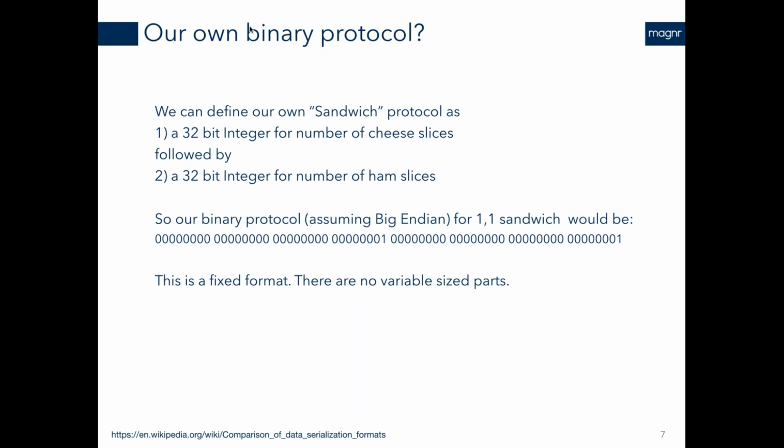Now this protocol is a fixed format protocol, so there is no variation of the size of the objects here. So say for example I wanted more cheese slices than 2 to the power of 32, well this protocol probably isn't going to work out for me. I'm going to need a bigger amount of space. So in binary, our protocol, and I'm assuming big endian for our integers, our protocol for a 1-1 cheese ham sandwich would be lots of zeros and 1, lots of zeros and 1. That's a fixed size binary protocol, and I've just defined my own protocol there, sandwich protocol. Perhaps I should publish it into the RFC list of protocols.